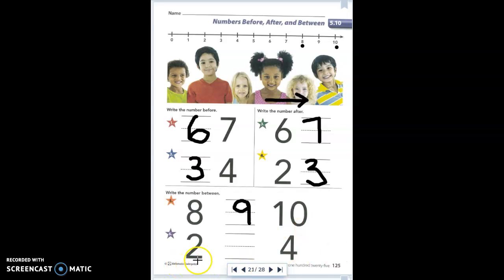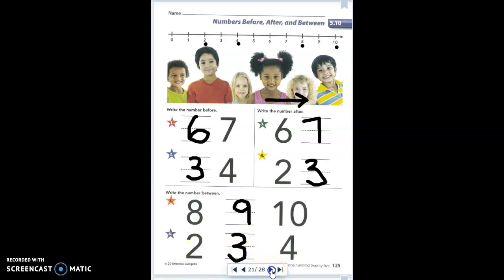If I look at the bottom number, I have 2, an empty spot, and 4. I could just count and figure out what number is missing, or I could use my number line. So here's 2 on the number line, and here's 4 on the number line. I need to figure out what number comes between the 2 and the 4, and I see that it is the number 3. I can also count 2, 3, 4, and recognize that I've filled in the correct number.